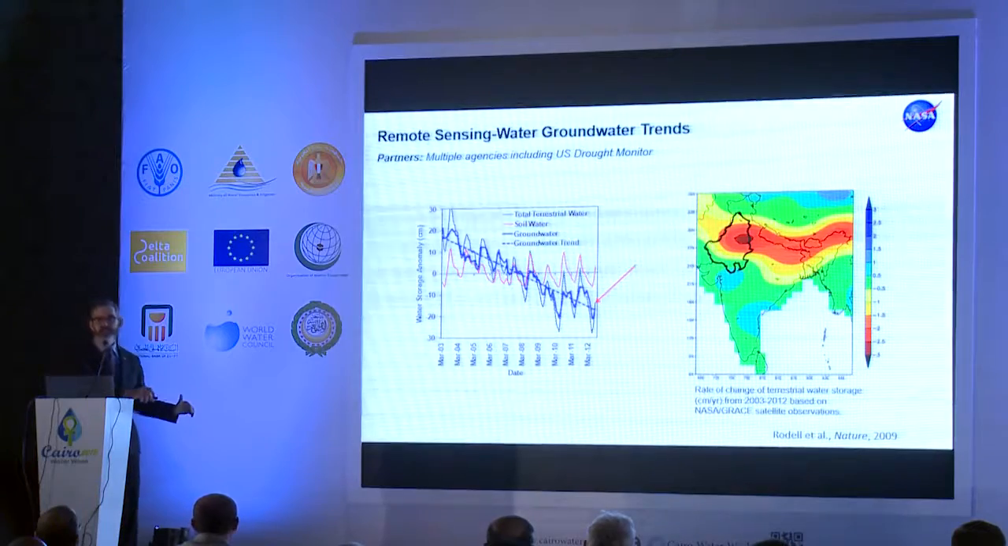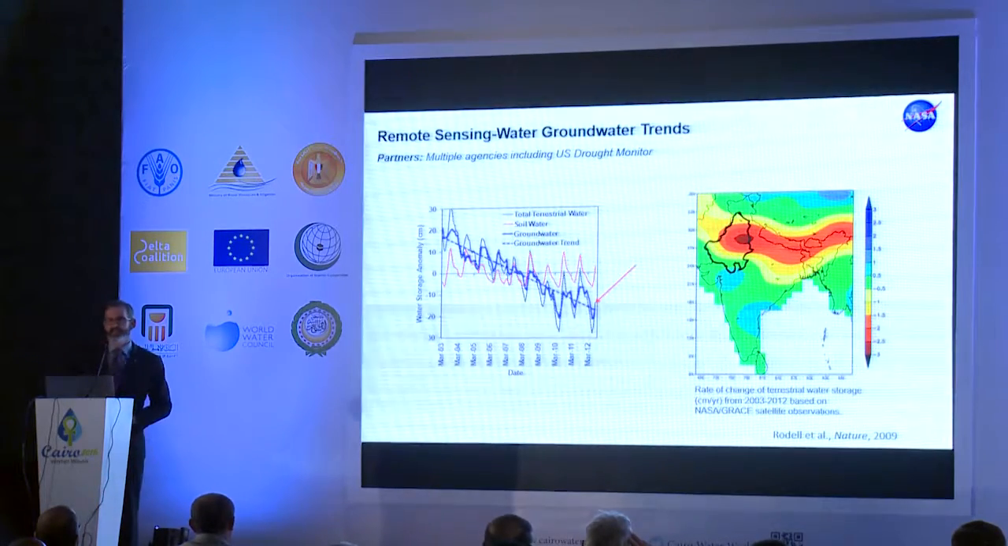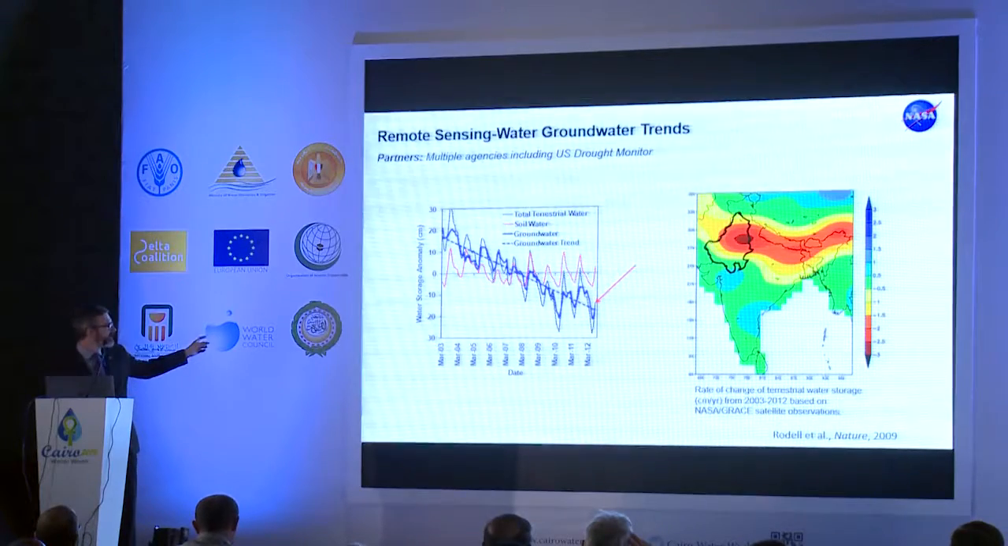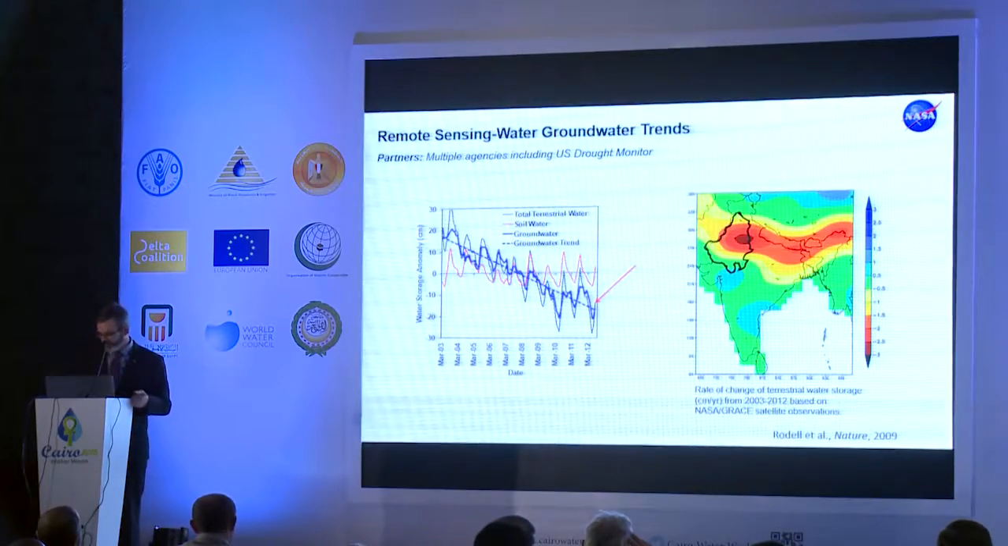Now, if we were just looking at soil moisture, or just at the surface variables, and that's what you see here in the red line, that groundwater trend would not be realized. But by integrating GRACE observations of terrestrial water storage, you see this very strong downward trend that is unsustainable at current rates of pumping.